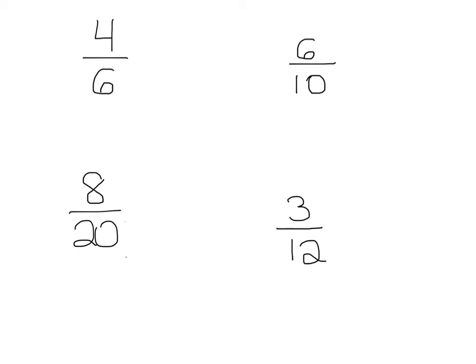So now I've got some fractions, and I'm going to make some equivalent fractions by dividing the numerator and denominator by the same number. So in the upper left here, I have 4/6, and I want to write a fraction that's equivalent to 4/6. And I want to divide the numerator and denominator by the same number. So I need to think in my head what number divides into 4 and divides into 6 evenly with no remainder. 2. So I can do 4 divided by 2 and 6 divided by 2.